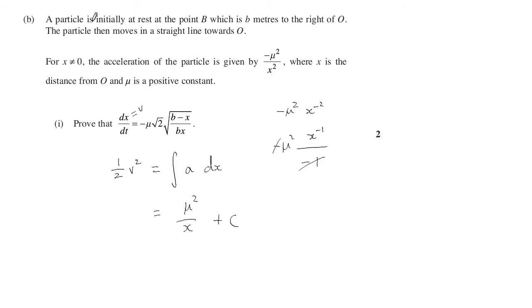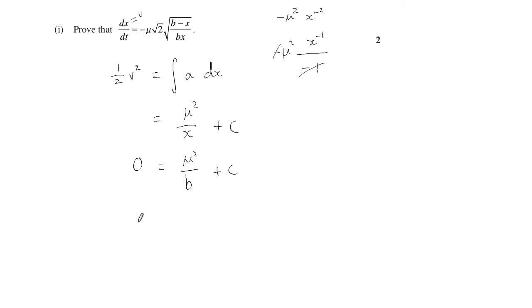So the initial conditions was that it's initially at rest when it's b meters to the right of O. So that means when x equals b, v has to equal 0. So let's plug those values in. So v is 0 and x is b. And that'll let us solve that for c. And then we can plug that back into here.